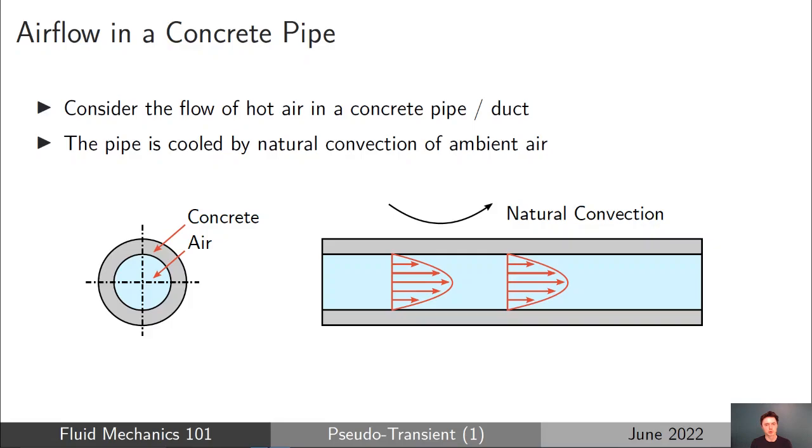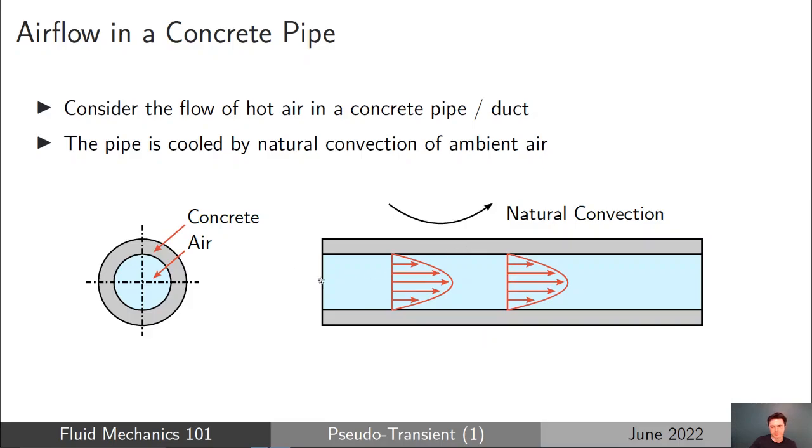And the example I want to use to just illustrate this to you is just a simple example of the flow of air inside a concrete pipe or duct with a thick wall. And really the choice of concrete and air is not essential here. You could have concrete and water. The main difference is you've got two different domains with quite different material or physical properties to them.